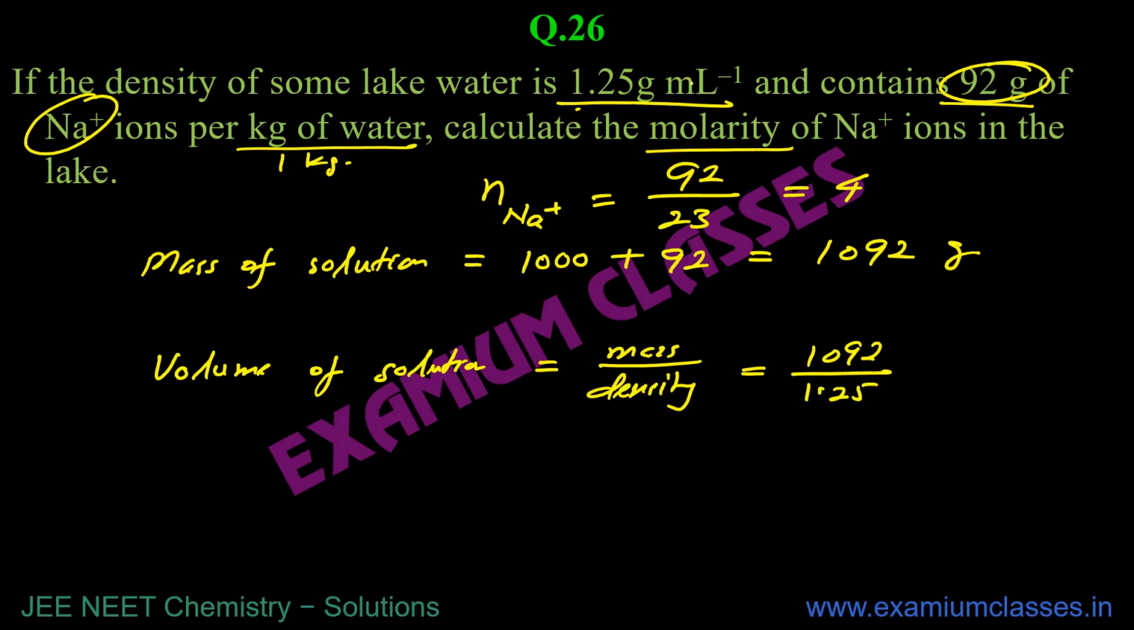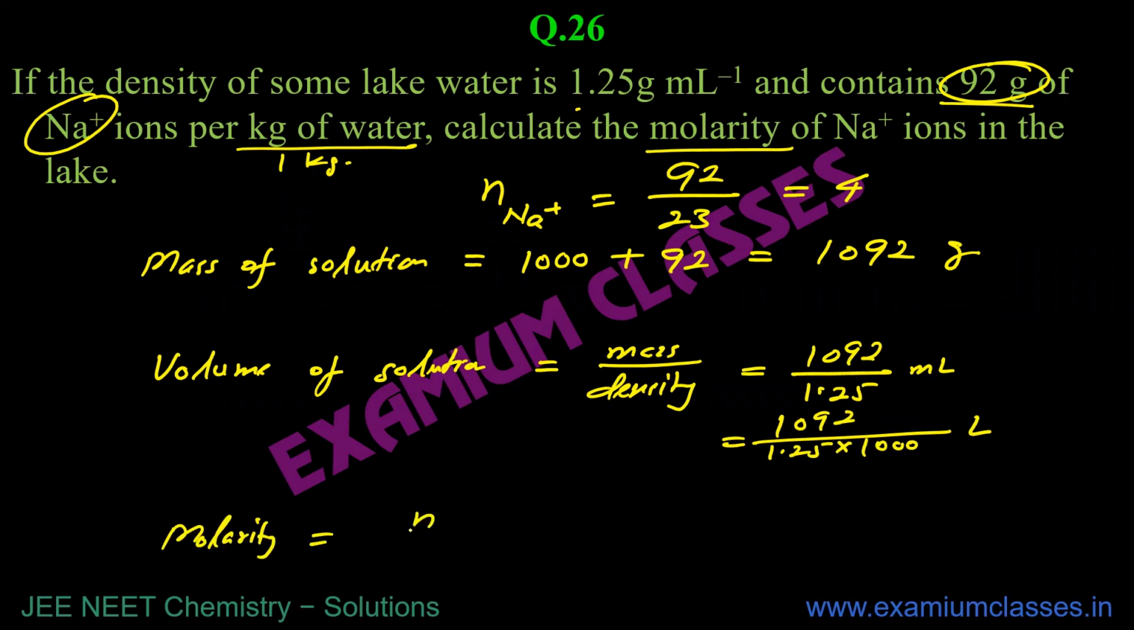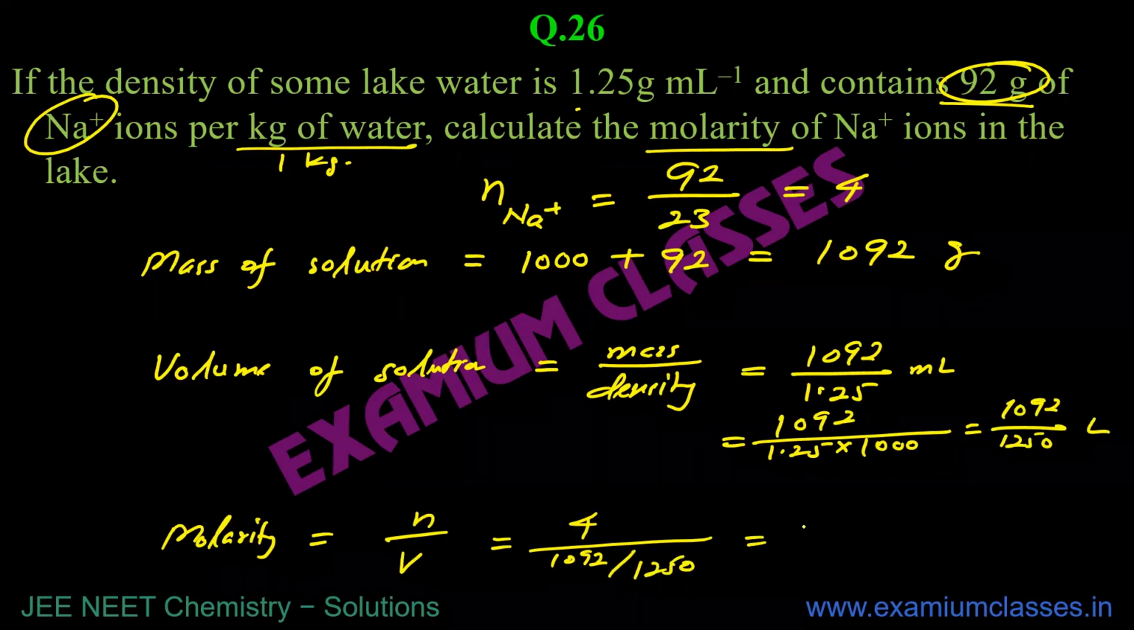And remember here you will get milliliters because it is 1.25 grams per ml. It will be milliliter. You will have to convert it to liters. Then you will say molarity equals number of moles divided by volume. So it will be 4 divided by 1092, and obviously it will be equal to 4 times 1000 divided by 1092 over 1.25. You will get the answer.